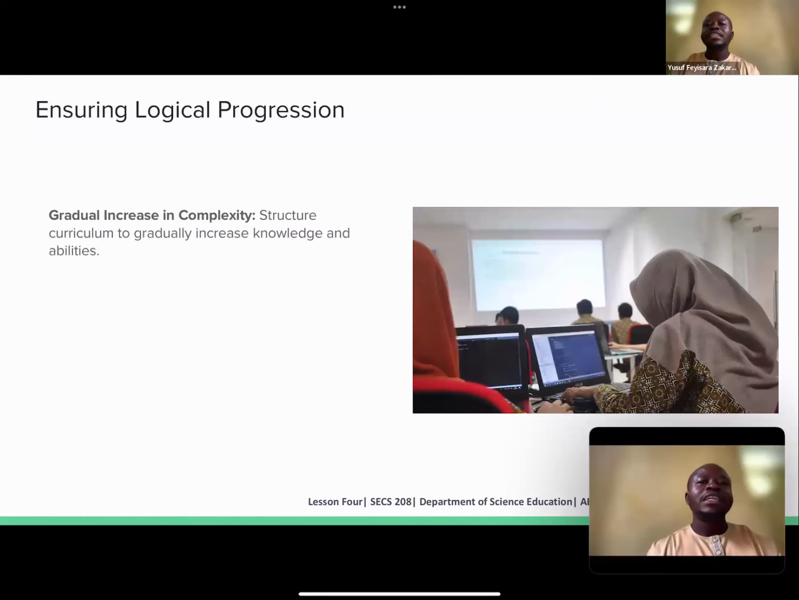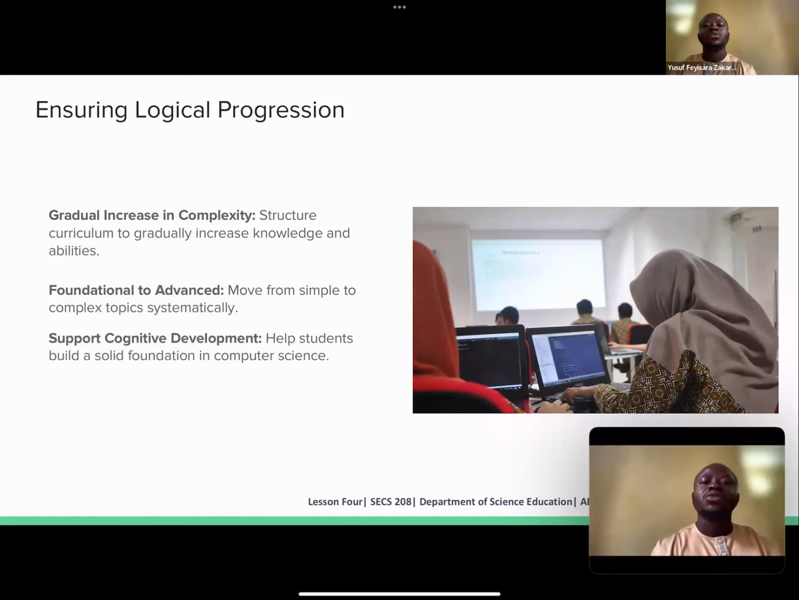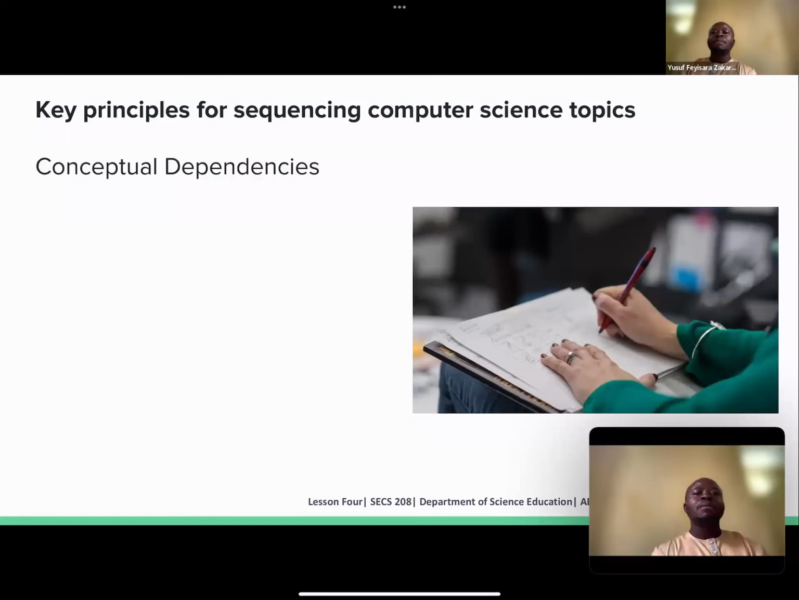All right. Then in ensuring logical progression, there should be a gradual increase in complexity. I've just mentioned this before. From foundation to advanced, from beginning to highest, from simple to complex. You need to do this while you are dealing with the content. All right, so we can now talk about some key principles.